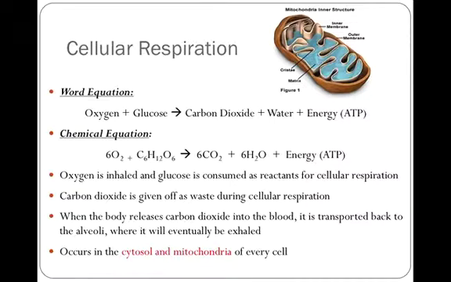Okay, we've talked about photosynthesis in this course. The opposite of that is cellular respiration. So these two things are considered complementary processes. You'll notice that the chemical equations for both are completely flipped around. So in photosynthesis, the products were oxygen and glucose. In cellular respiration, those products are actually the reactants.